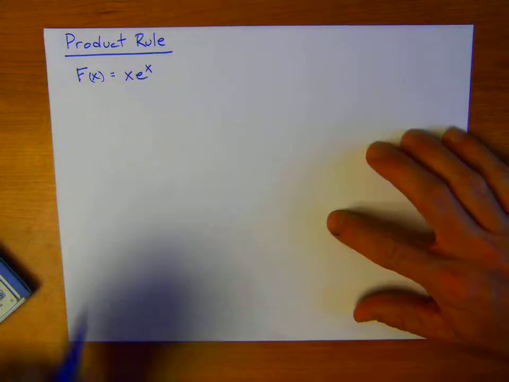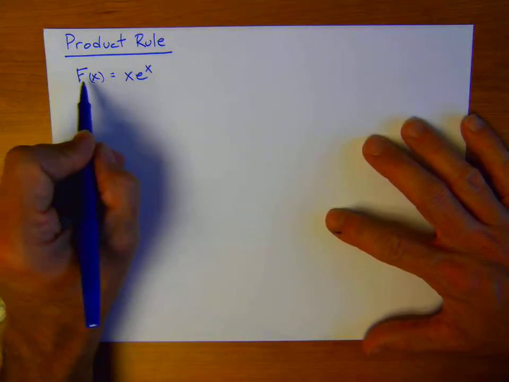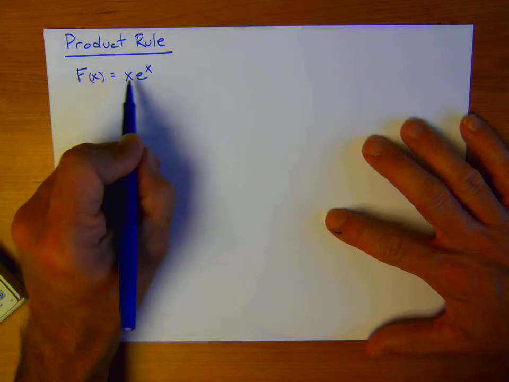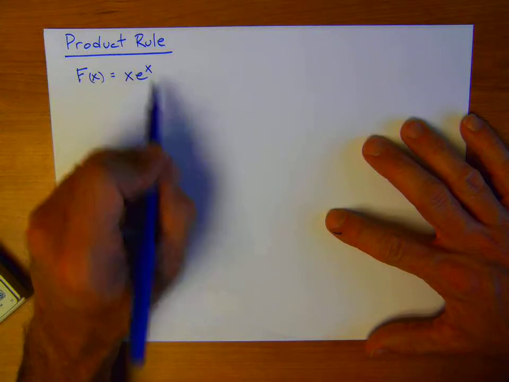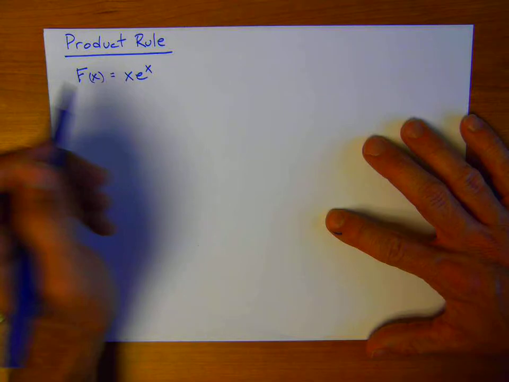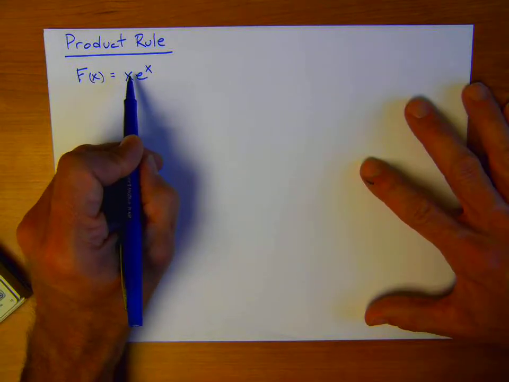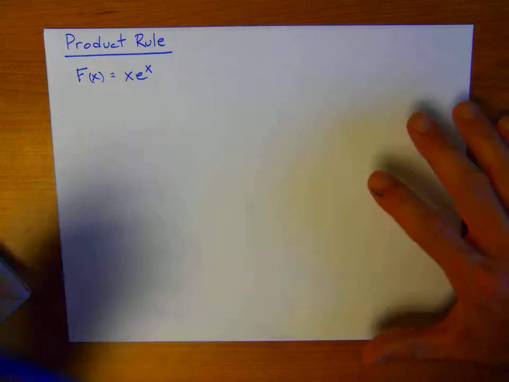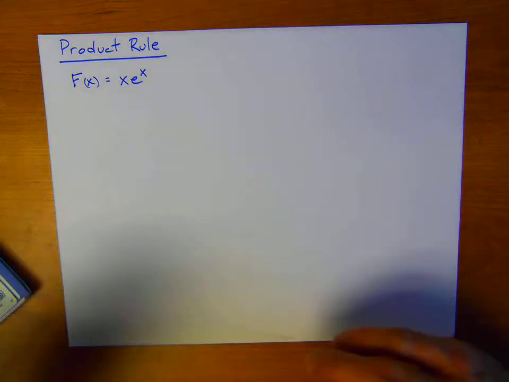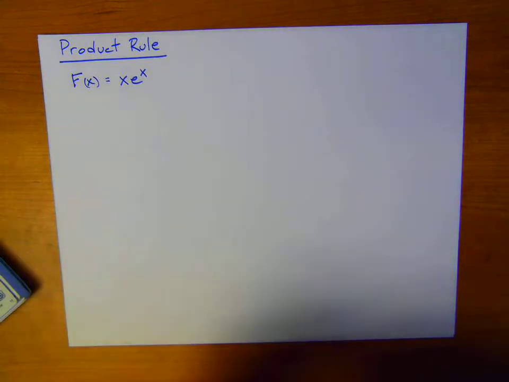In this lecture, I want to talk about the product rule, which is how do we take the derivative of something that is the product of two or more functions. All right, so we're looking at this, it's x times e^x dx. The first thing I want to do is explain how we don't take the derivative of this.